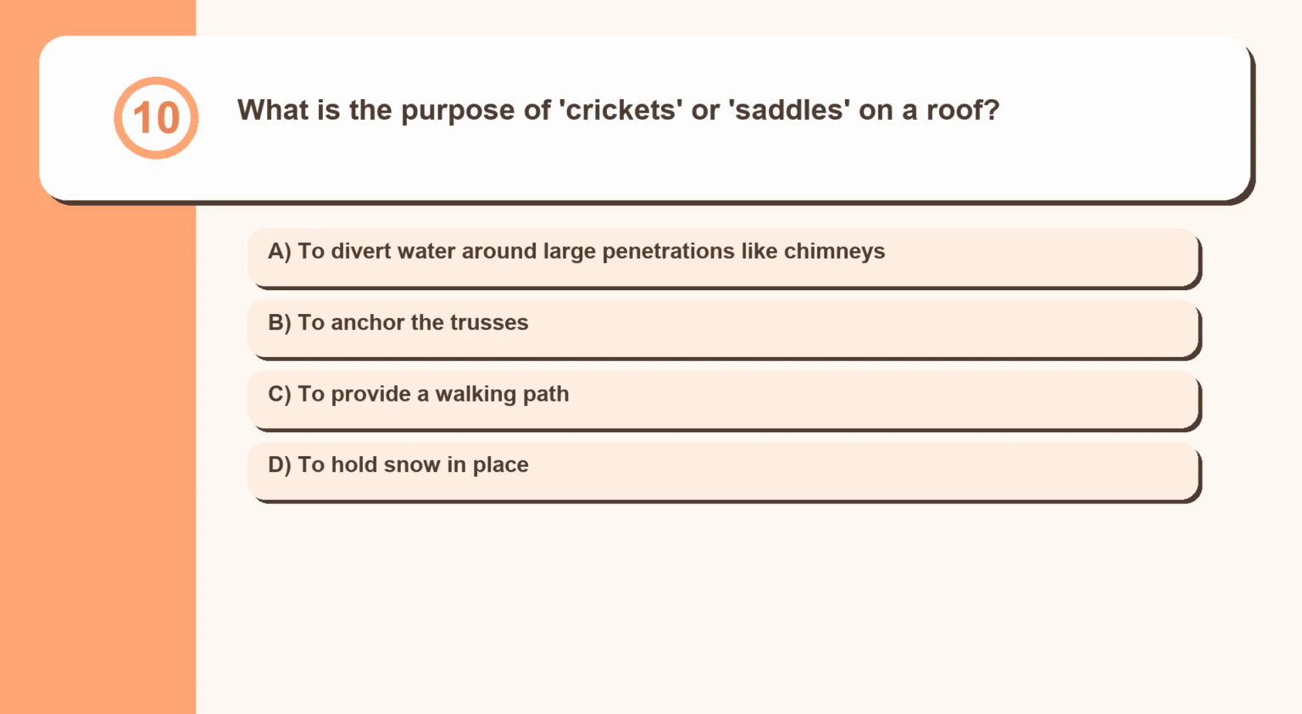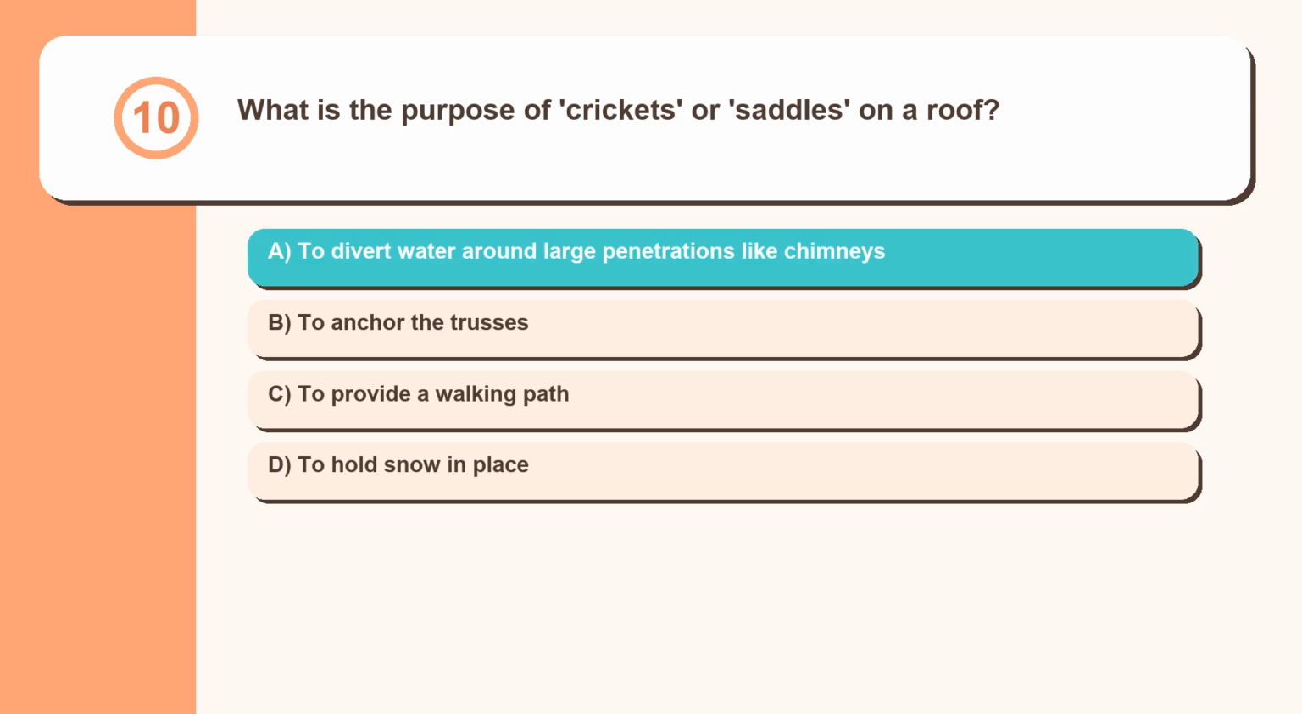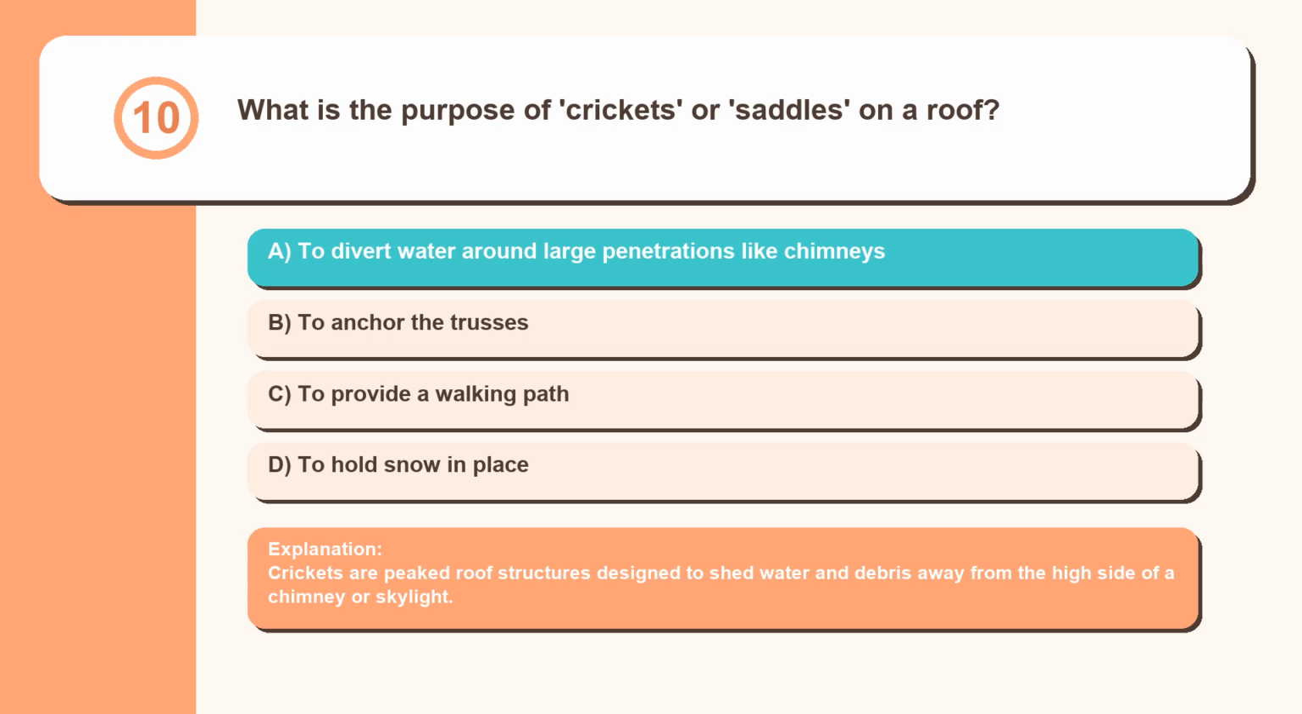Question 10. What is the purpose of crickets or saddles on a roof? To divert water around large penetrations like chimneys, to anchor the trusses, to provide a walking path, to hold snow in place. Crickets are peaked roof structures designed to shed water and debris away from the high side of a chimney or skylight.